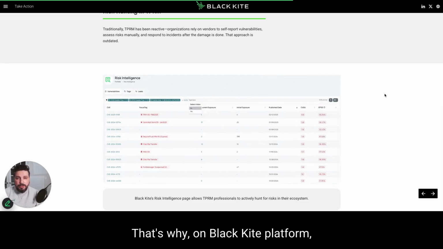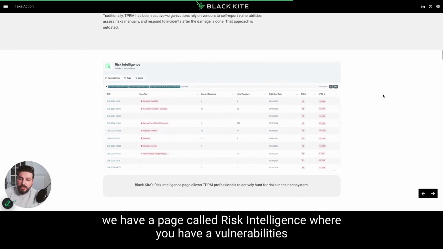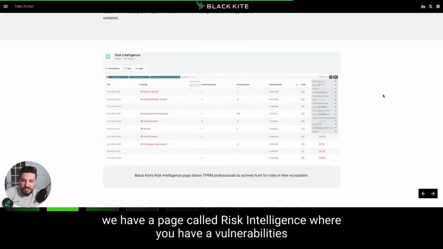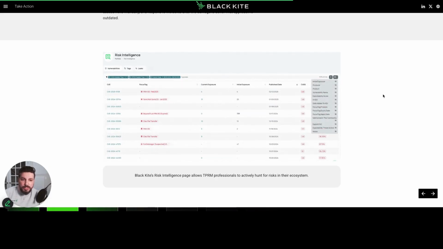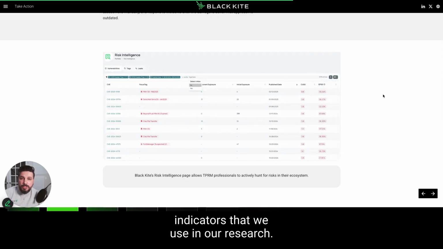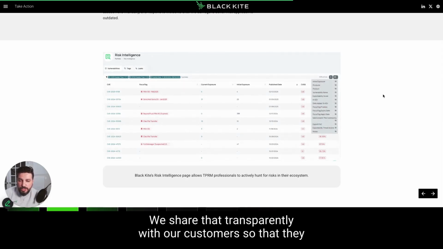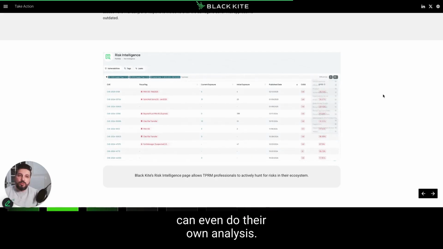That's why on the Black Kite platform we have a page called Risk Intelligence, where you have a vulnerabilities tab that you can go through, all these metrics, all these indicators that we use in our research. We share that transparently with our customers so that they can even do their own analysis.